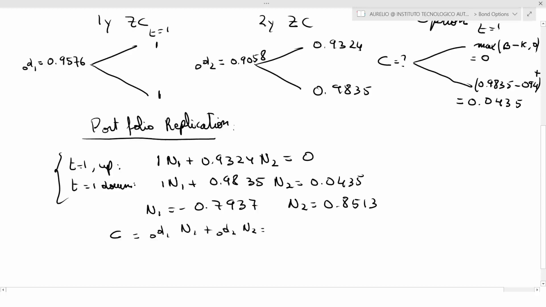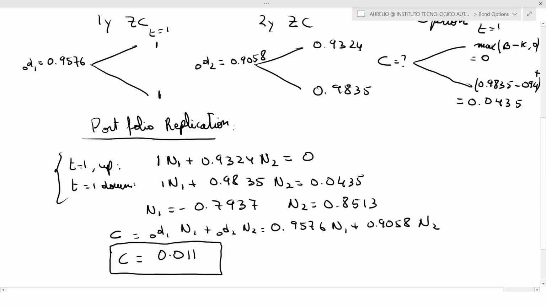Finally, to get our call option price, so C, it's going to be equal to 0D1 N1 plus 0D2 N2. This is going to be equal to 0.9576 N1 plus 0.9058 N2 that we just computed. And then we're going to get that C is equal to 0.011. An interesting fact to notice here is that we're getting the call price by combining a 1-year zero coupon with a 2-year zero coupon. So this is one of the magic things that we're doing here, that with 2 zero coupon bonds, we're able to replicate the price of a call option.